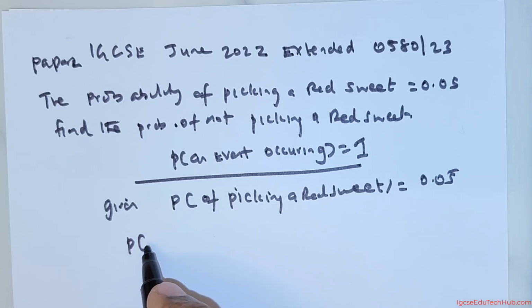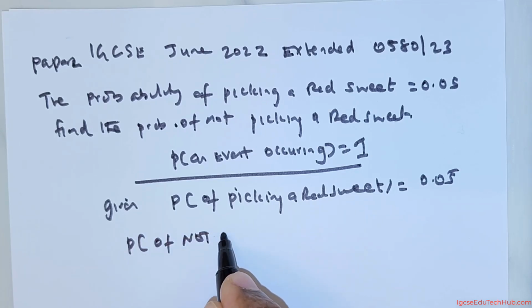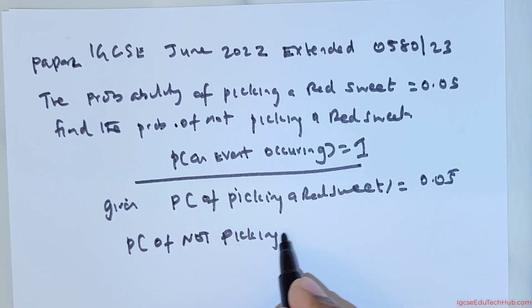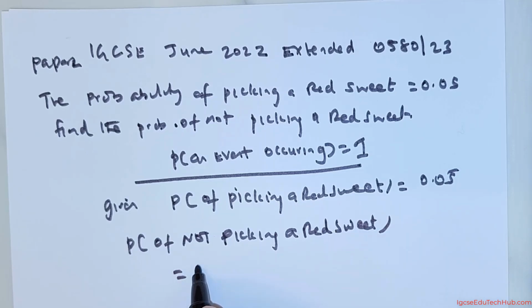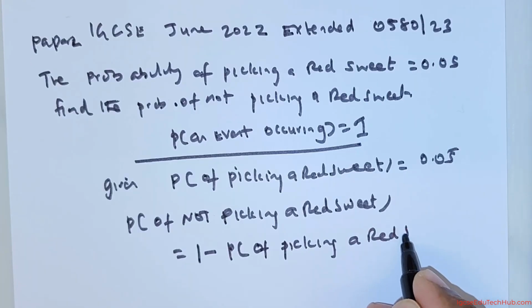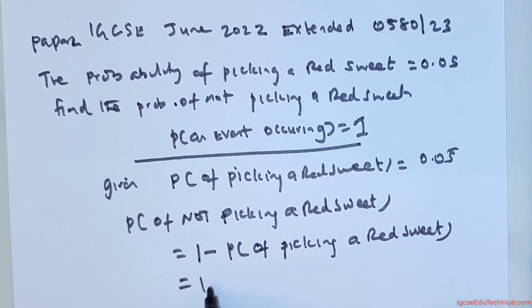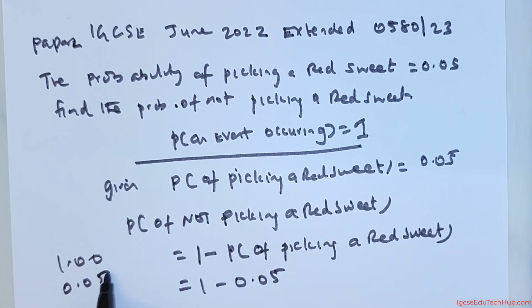So we have to find the probability of not picking the red sweet. So that is going to be 1 minus the probability of picking the red sweet. So this is going to be 1 minus 0.05. So what happens? This is going to give you, from 10 you take away 5, and this is going to be 9, and this is going to be 0.